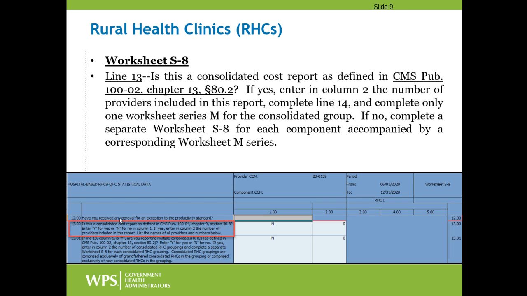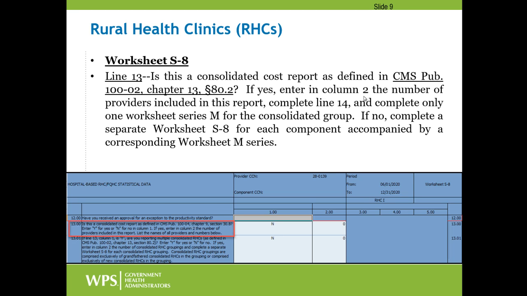I mentioned it has that, if you look at line 12, have you received an approval for a productivity standard exception? There's that question, but then there's also the consolidation question. And it's actually line 13 and the subscript, 13.01. So first of all, is this a consolidated cost report? Do you have more than one RHC reported in one line? And if it's no, then of course every RHC is going to have its own line.